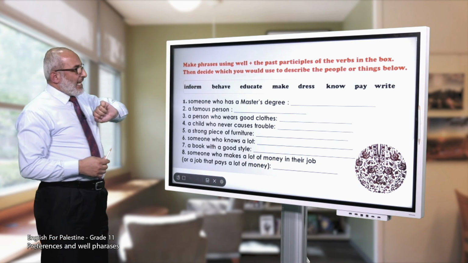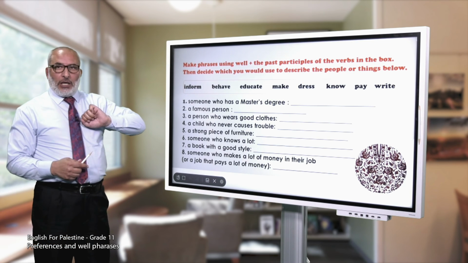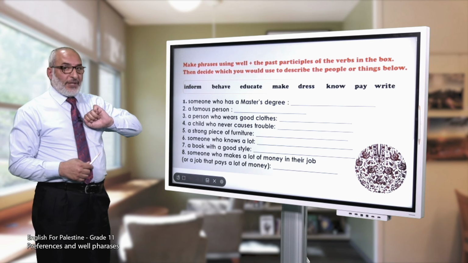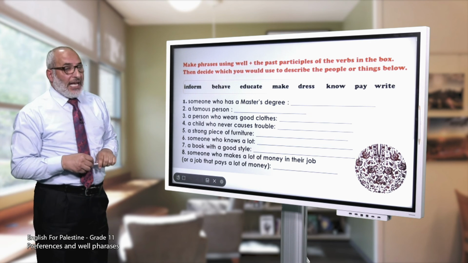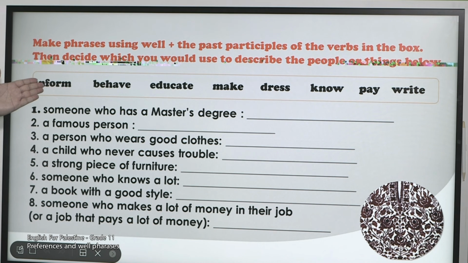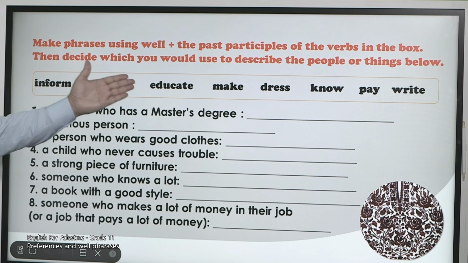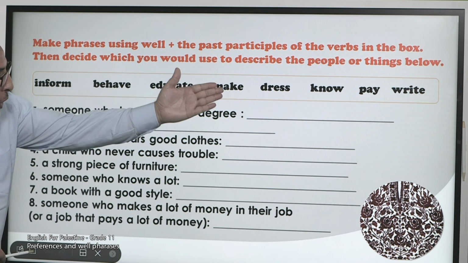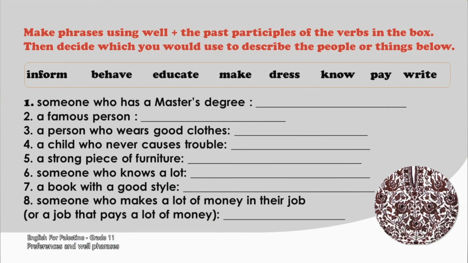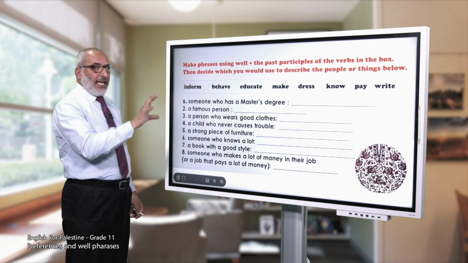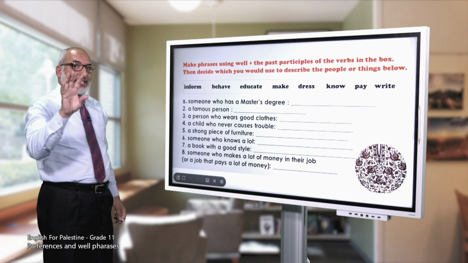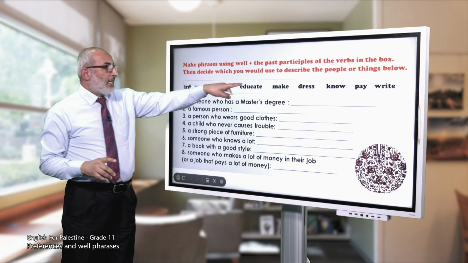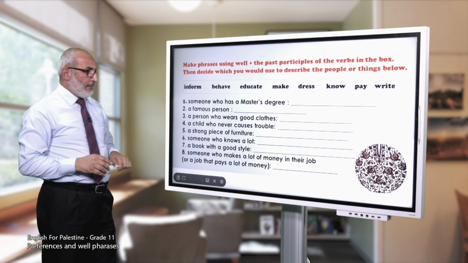Let's now do this activity to practice more about these fixed phrases, the well plus past participle adjectives. Here you are given the verbs inform, behave, educate, make, dress, know, pay, and write. I want you, please, to make a well phrase by using well plus the past participle of the verbs given to you here in this box.